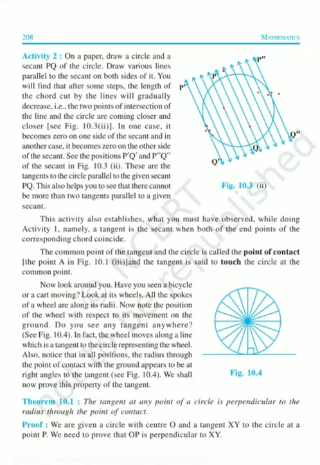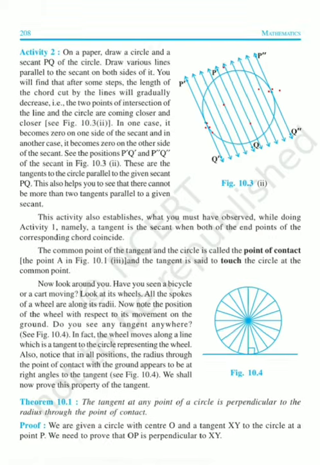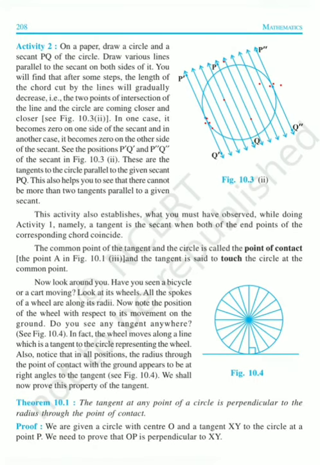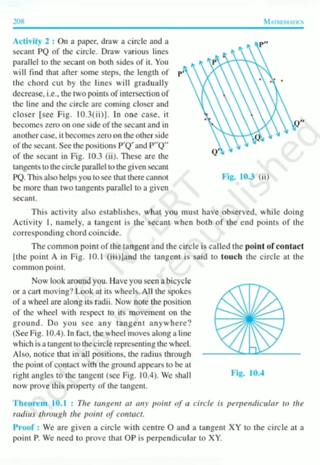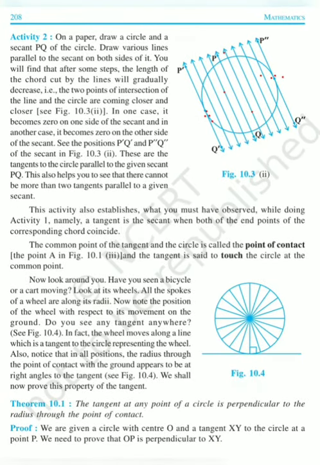Now look around you. You have seen a bicycle or a car moving. Look at its wheels. All the spokes of the wheel are along its radii. Now, note the position of the wheel with respect to the movement on the ground. Do you see any tangent anywhere? In fact, the wheel moves along the line which is a tangent to the circle representing the wheel.